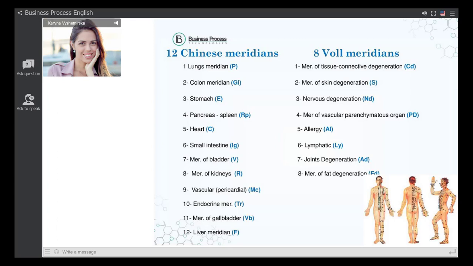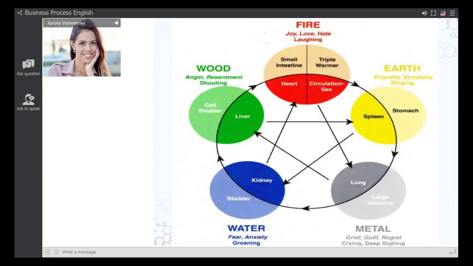To describe Chinese meridians, maybe you have heard about the Wu Xing star. The star shows the connection of our organs' meridians with each other, because normally with some of them, I will tell you later in the webinar, we need to use a pair meridian. Every meridian has its pair. Also, I will tell you about it later.